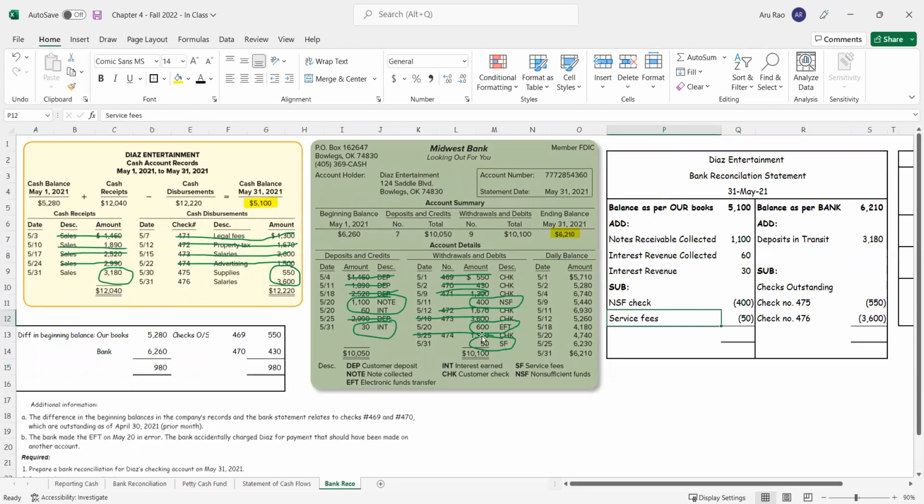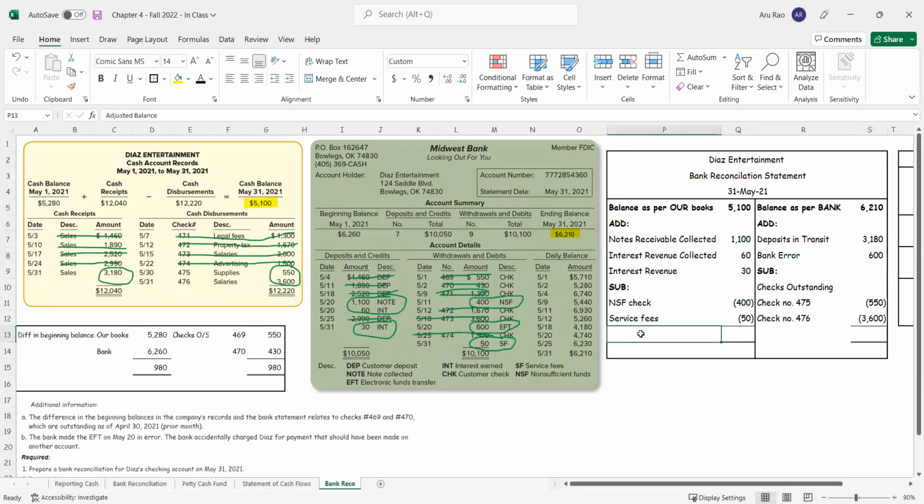What about the 600? Remember we said the $600 is a mistake the bank made. So on the bank side, we need to enter that information. They took money out of my account by mistake, so they need to add it back. So under the add, I'm going to write bank error, and that's a $600. At this point, I've taken care of all the information that was given to me.